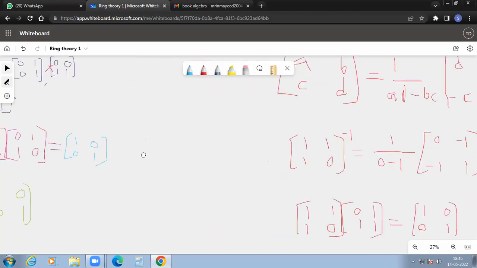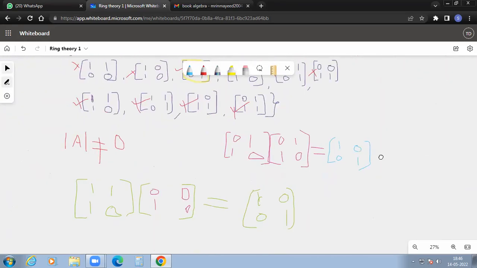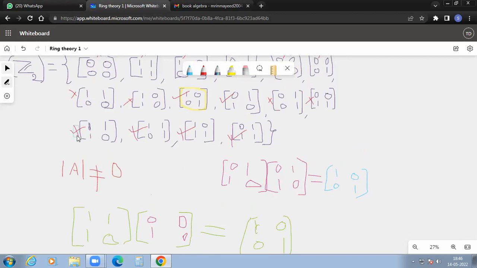Okay. So I hope this matrix, this one, is invertible. This matrix is invertible. And what is its inverse? This one. Okay. So this is invertible. So I think similarly you can show that this is also invertible. So hope you will try for this. Okay. So you will try for this, and these are the unit elements.